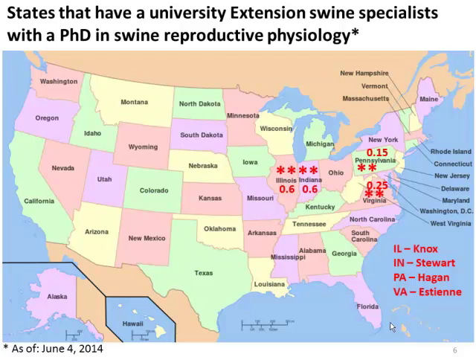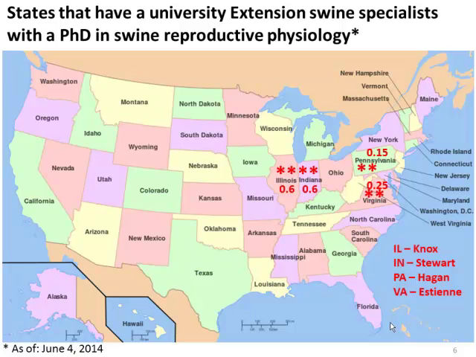Well, here they are. You got Dr. Knox in Illinois, but he's not a full-time FTE. He only works about half of his time in extension, and he's focused on reproduction. You got Cara Stewart here in Indiana. She's 0.6.